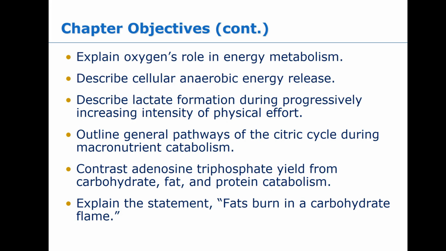We'll talk about the Krebs cycle, otherwise known as the citric acid cycle, during macronutrient catabolism. We'll talk about adenosine triphosphate yield from the catabolism of our macronutrients, and then we'll describe a little bit more in depth how fats burn in a carbohydrate flame. So if none of these really make sense to you right now, that's because you probably haven't read the chapter yet. If you have read the chapter and now you're listening to this lecture, some of these things should make more sense to you. But let's go ahead and get started with your lecture.